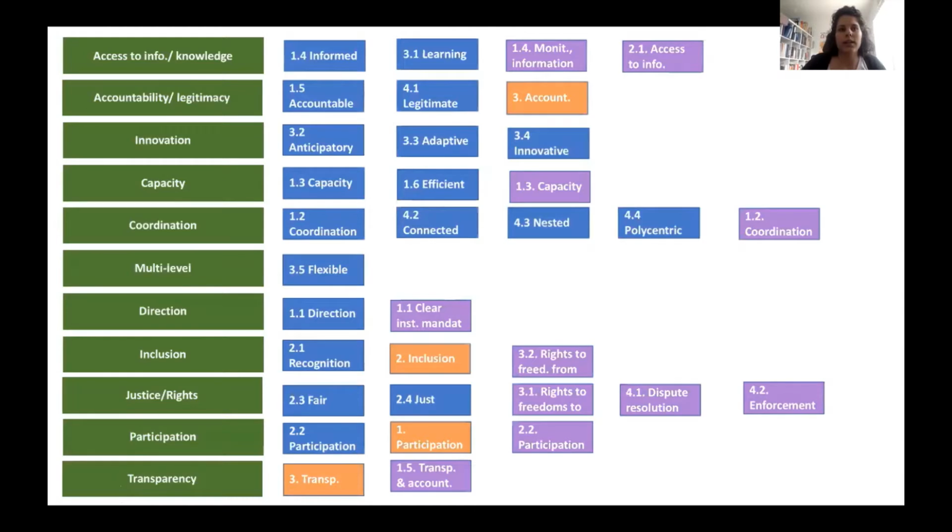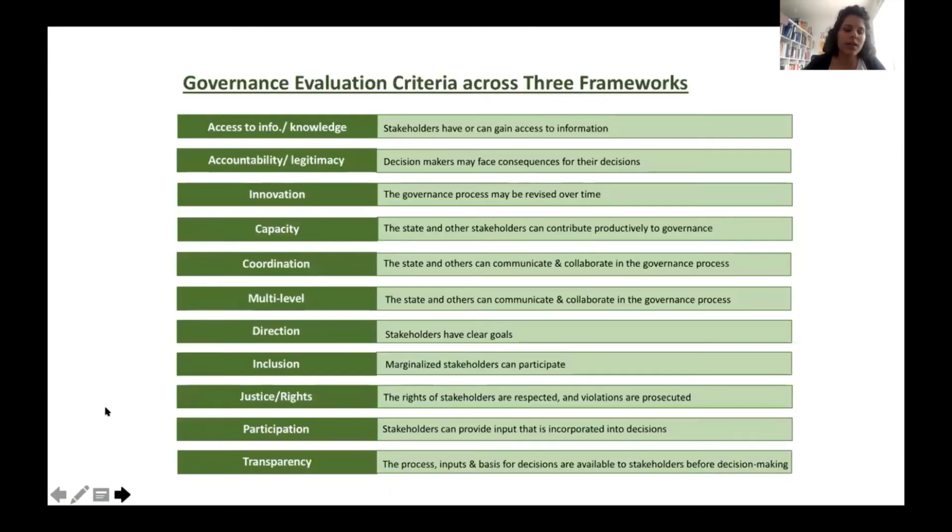And we did the same thing with the other criteria that you see here in this figure, and we end up with our own governance evaluation criteria across the 3 frameworks that I just covered. And we have a total of 11 criteria, and I'm not gonna go through them all, but basically transparency, participation, justice and rights, etc.